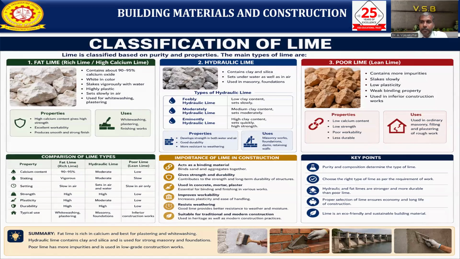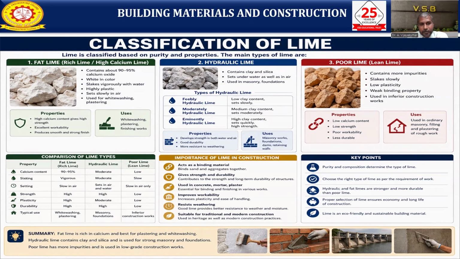There are different types of lime classification available, based on the purity as well as the properties of the lime. We have three classifications of lime. One is fat lime. Fat lime is also called rich lime or high calcium lime. It mainly contains calcium oxide, 90 to 95%, in the raw material of the lime, and it is purely white in color.